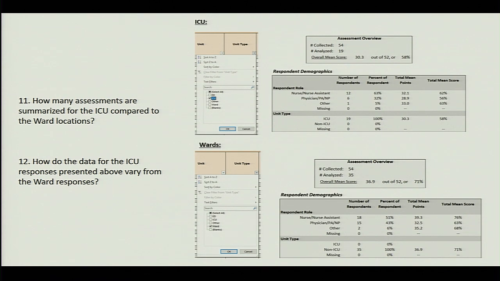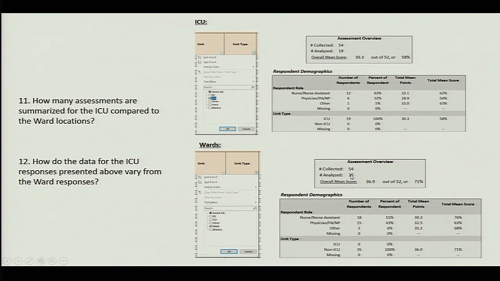So you can see when we filtered to ICU, we have a different assessment overview and different respondent demographics. So how many assessments were summarized for the ICU compared to the ward locations? Exactly. So ICU completed 19 assessments. We know that because the assessment overview will show 54 that we collected, but for ICU, when we filter, we're looking at the results for just 19 of them. And for the wards, we have 35.